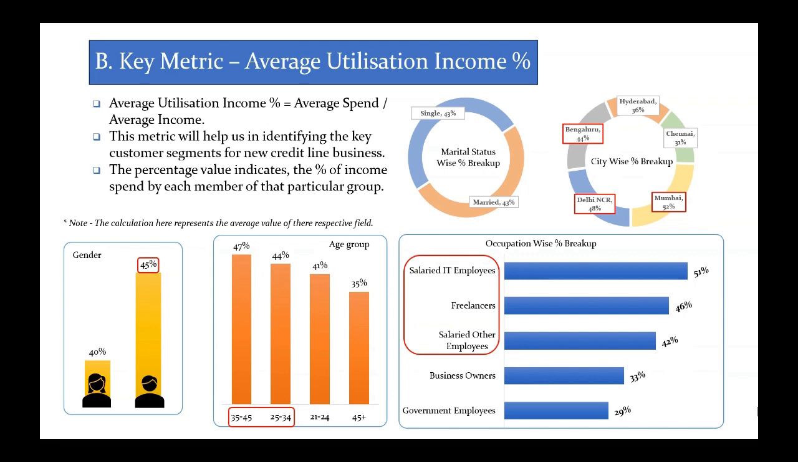So this is about the utilization of the income. From here we can know that our customer segment will be in the age group of around 25 to 45. The occupations we need to target will be salaried people and freelancers. Then the cities which we need to target are Mumbai, Delhi, and Bangalore.